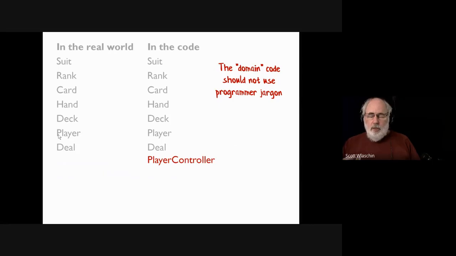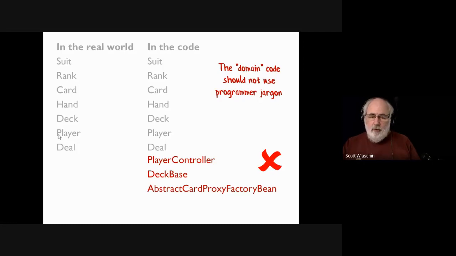Now, what we shouldn't do is the other way around, where we say, oh, we need to have a controller to manage all the players, or we say, oh, the deck and the shuffle deck have a lot in common, so let's make a base class, or we have an abstract card, proxy, factory bean. These things are not part of the domain. They might be part of the implementation. Obviously, the implementation can get complicated, but that's not part of the domain logic. So we shouldn't have them.